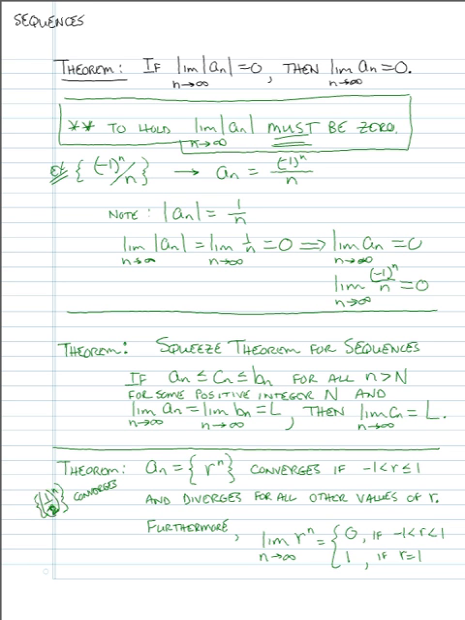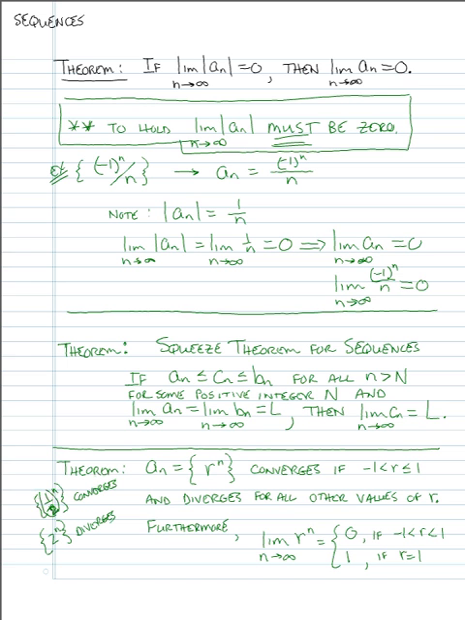Okay, on the other hand, the sequence diverges for all other values of r. So if r is bigger than 1 or less than or equal to -1, then it will diverge. So for instance, if we looked at the sequence of 2 to the n, in this case the r is 2, and that's bigger than 1, so this diverges. You don't have to think much about it.